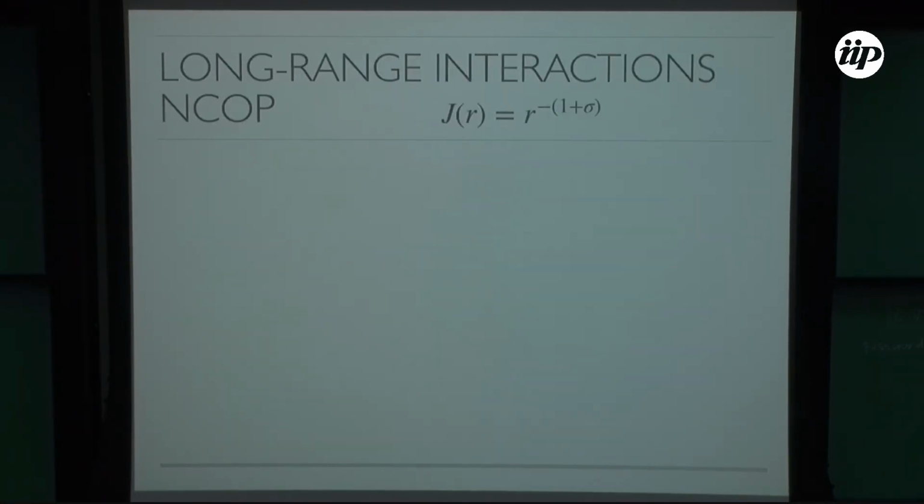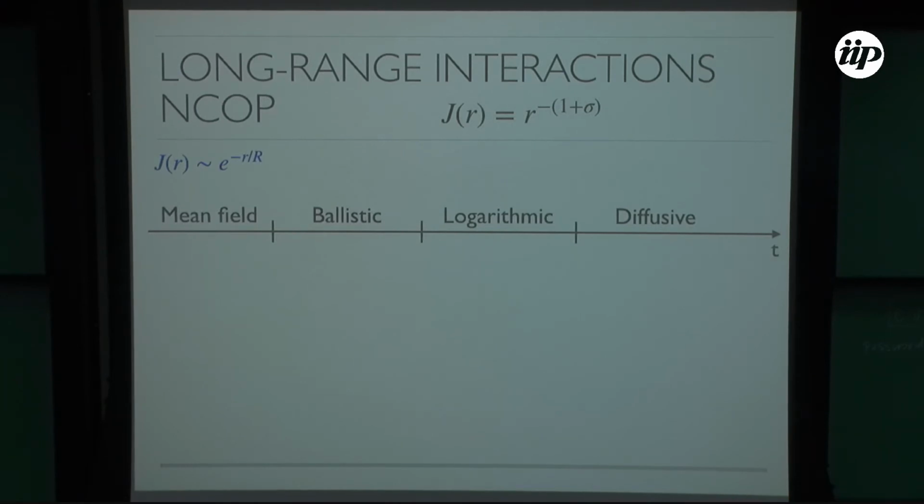Now I want to move to the long-range interaction, which means that the coupling constant decays algebraically. So let me remind you what we had before with the exponential coupling. We had mean field, ballistic, logarithmic, and diffusive regimes. Now if you replace your coupling with the algebraic one, the mean field regime disappears. This is clear because you don't have a range of distances in which basically the interaction is constant, like with the exponential case.